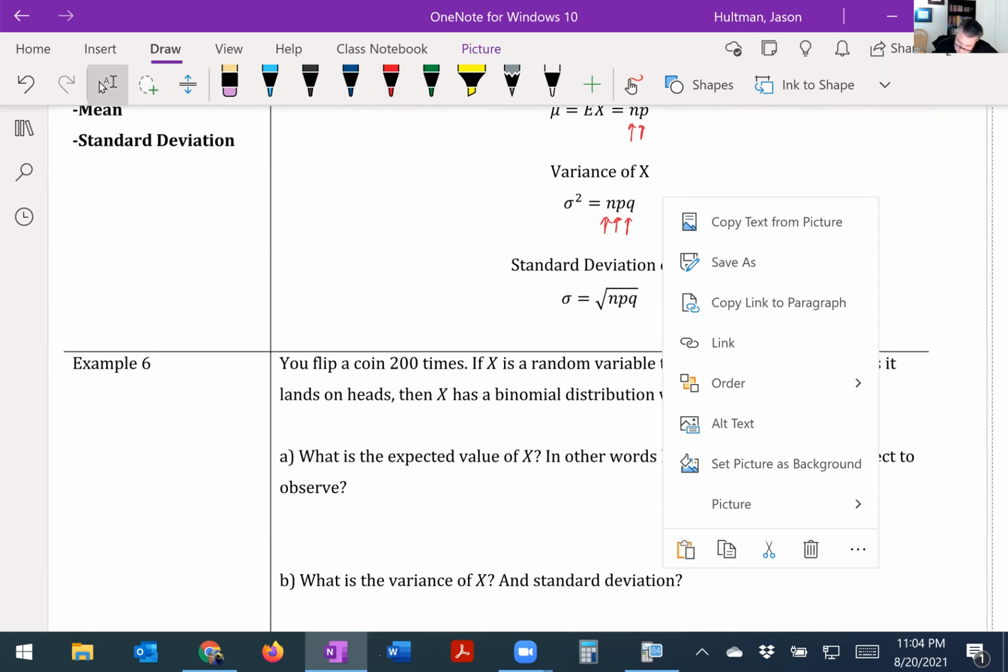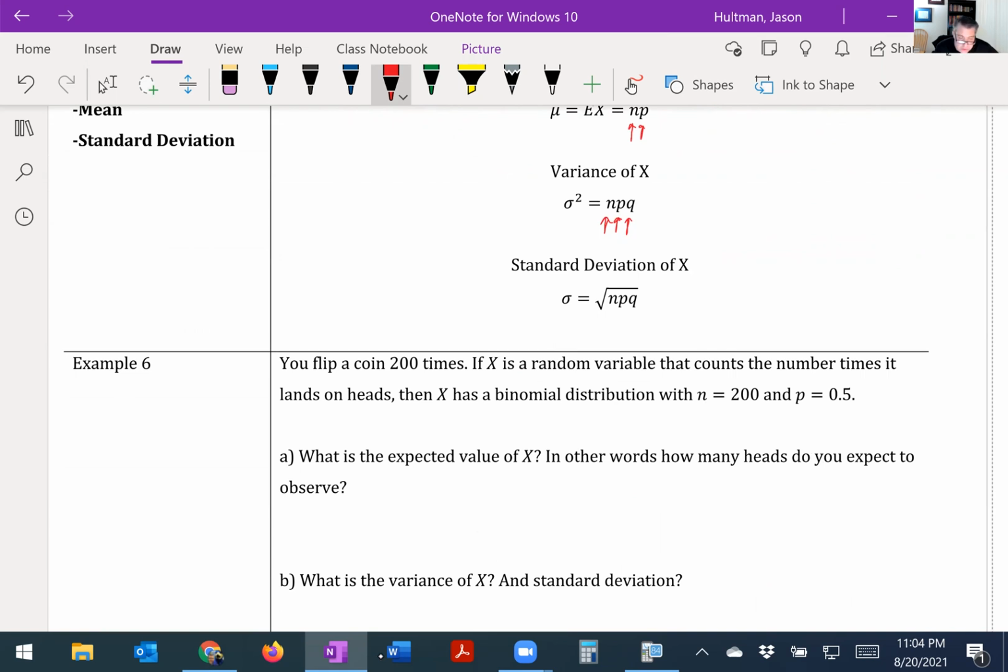Let's do an example here. You flip a coin 200 times. If X is a random variable that counts the number of times it lands on heads, then X has the binomial distribution with n equals 200 and p is 0.5. What is the expected value of X? E of X is equal to n times p.